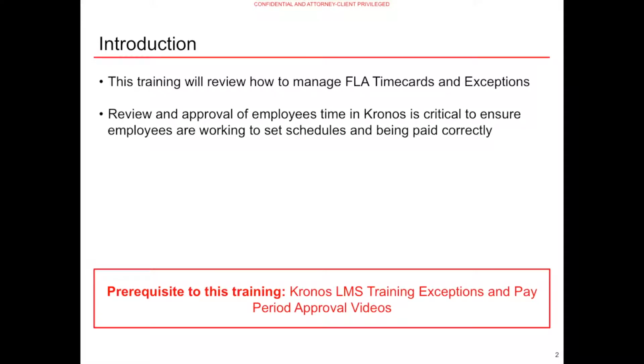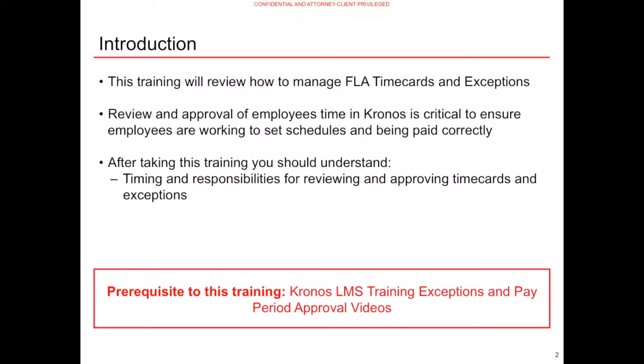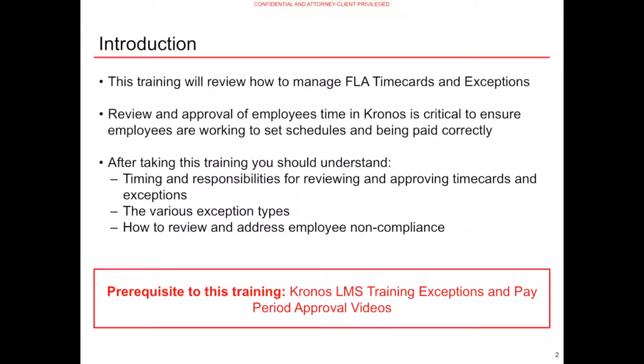Managing timecard and exceptions is critical to ensure employees are working to set schedules and being paid correctly. At the completion of this course, you should be familiar with timing and responsibilities for reviewing and approving timecards and exceptions, the various exception types, how to review and address employee noncompliance.